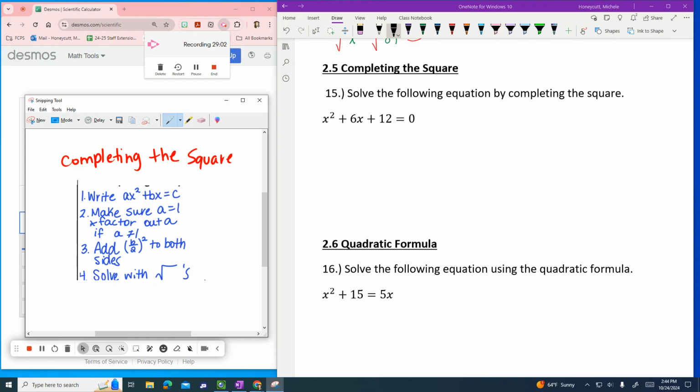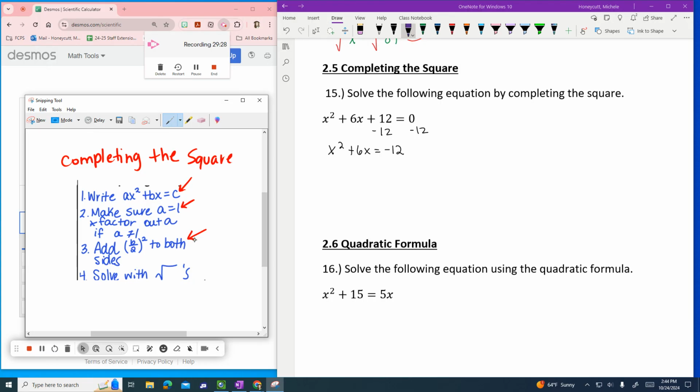Steps. So the first thing I need to do is make sure that it's equal to the constant, which means I need to subtract 12 on both sides. x squared plus 6x is equal to negative 12. Then I'm going to make sure my a coefficient equals 1, and it does. Check.